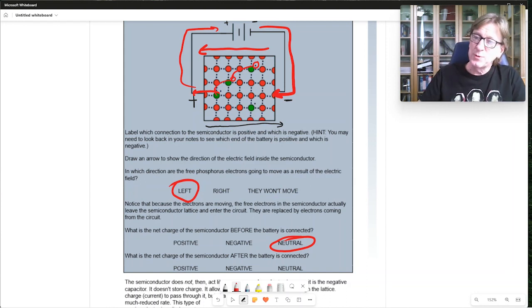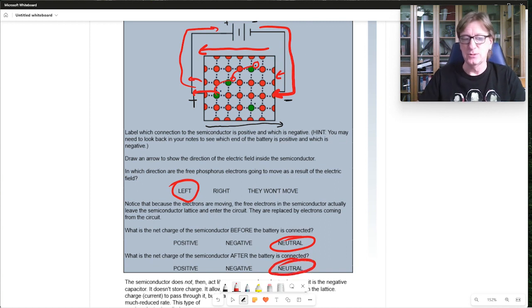So after I connect the semiconductor to the battery, what's going to happen? What's going to be the charge inside? Also a little tricky, but think about it. I've got electrons leaving the system, and I've got electrons entering the system at exactly the same rate. So if it was neutral before, it's going to be neutral after I connect the battery to it.